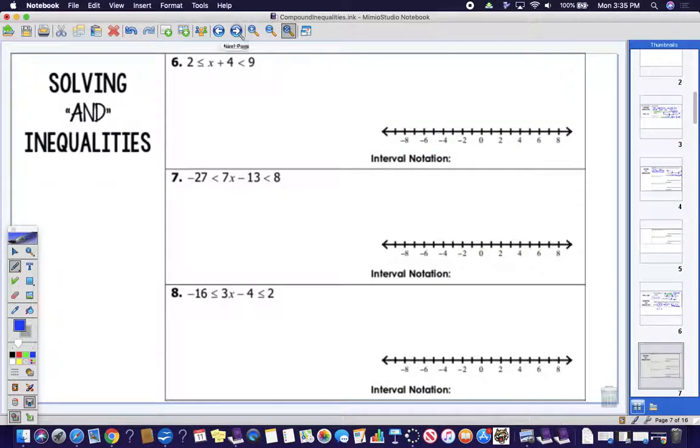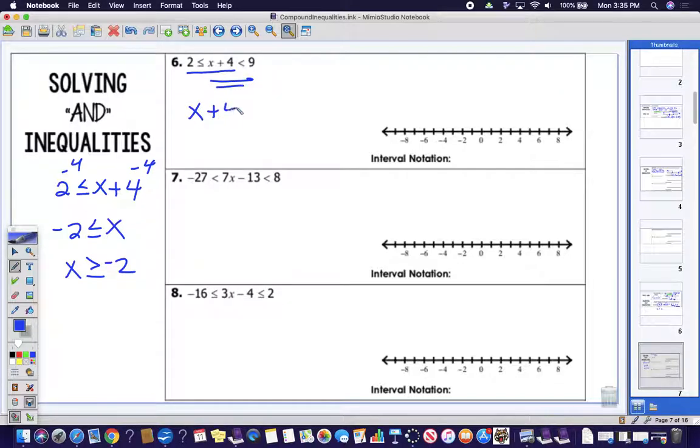Now let's go over an example of this. Let's look at number 6 up here. I'm going to take the one inequality and write it over here. We have 2 is less than or equal to x plus 4, and I'm going to solve that. They're adding 4, so subtract 4. So we have -2 is less than or equal to x, or in other words, x is greater than or equal to -2. Then we take the other inequality and solve it. x plus 4 is less than 9. They're adding 4, so subtract 4, and x is less than 5.